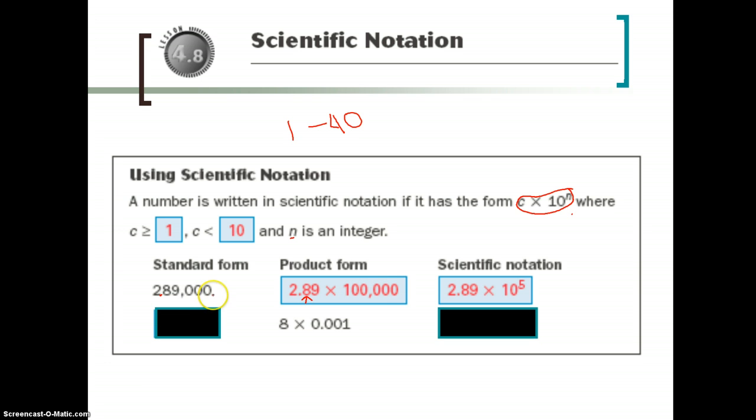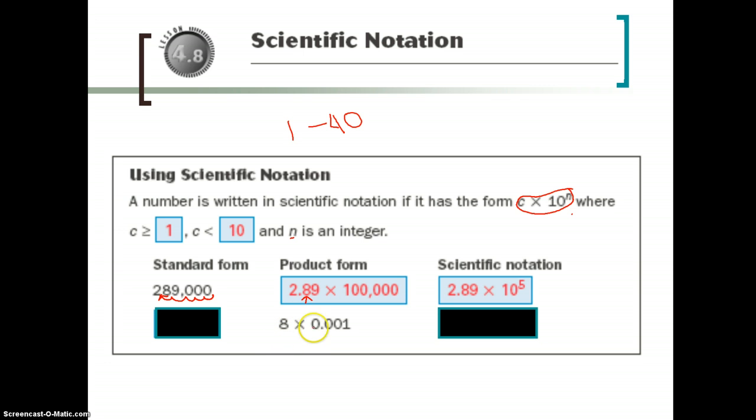You can see my invisible decimal point starts at the end of the number and goes 1, 2, 3, 4, 5 places to the left. So that's why we put the exponent 5. It's not necessarily because of the zeros, because you can see there are 3 zeros here, but the exponent is 5.